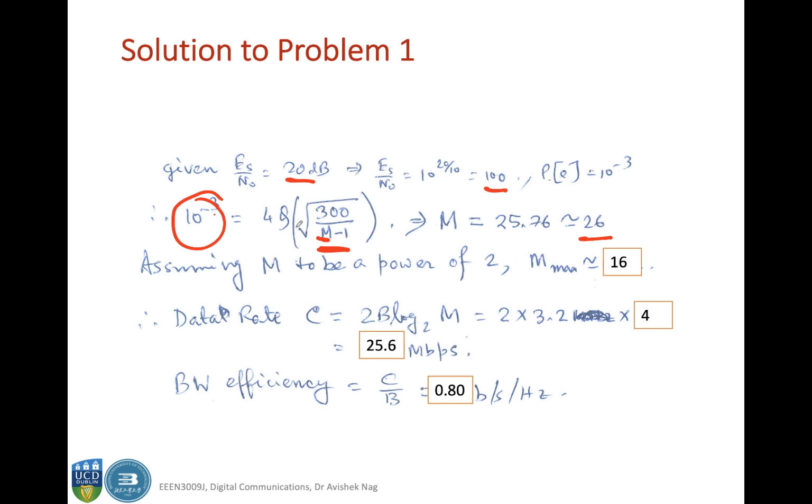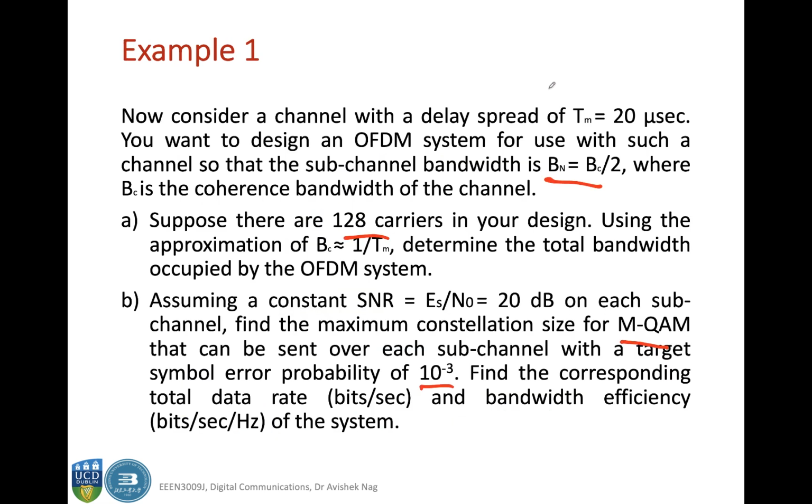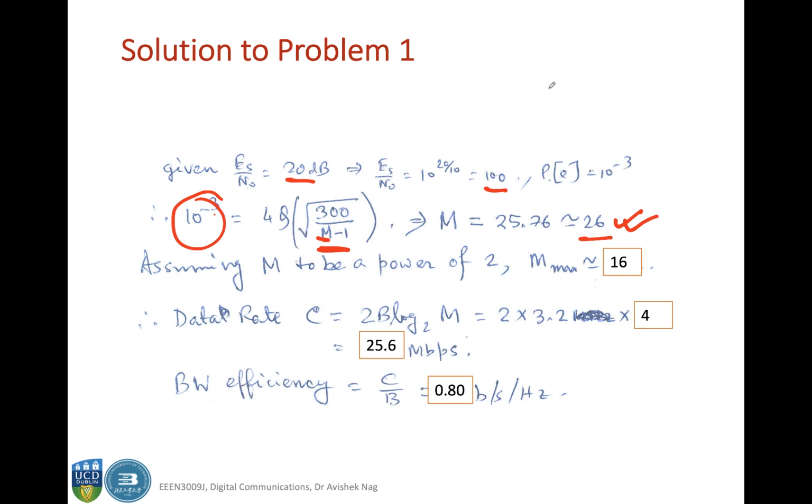So this argument of the Q function has to be more. Whatever value of M you get here, 26, if you put 26 here, then you will get 10 to the minus 3, but you have to get a probability of error of at most 10 to the minus 3. So at least 10 to the minus 3 should be ensured.